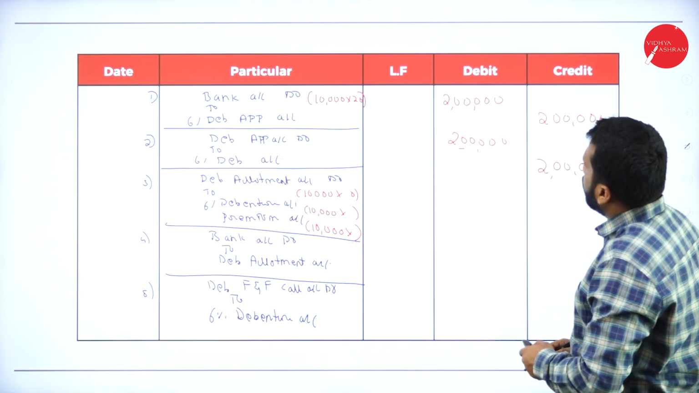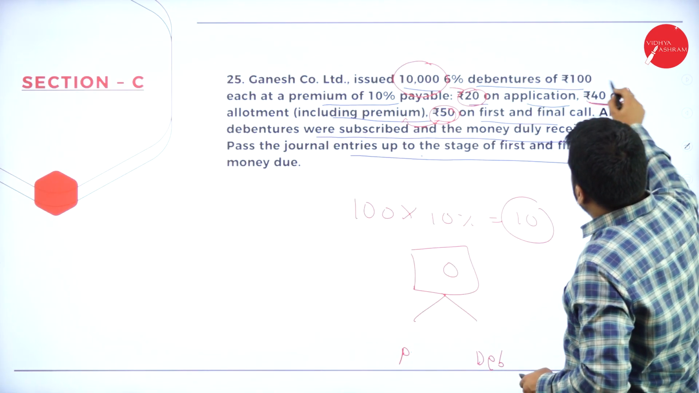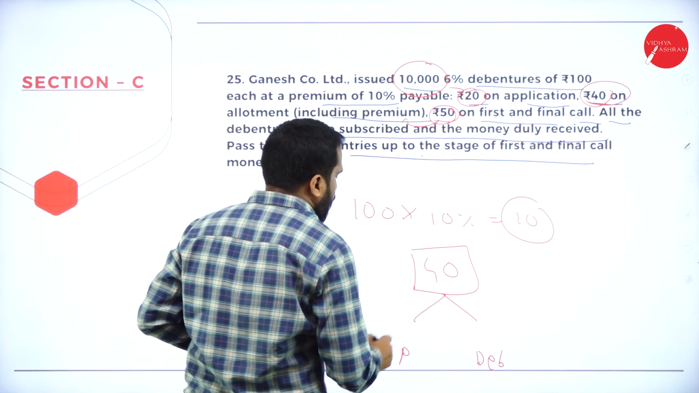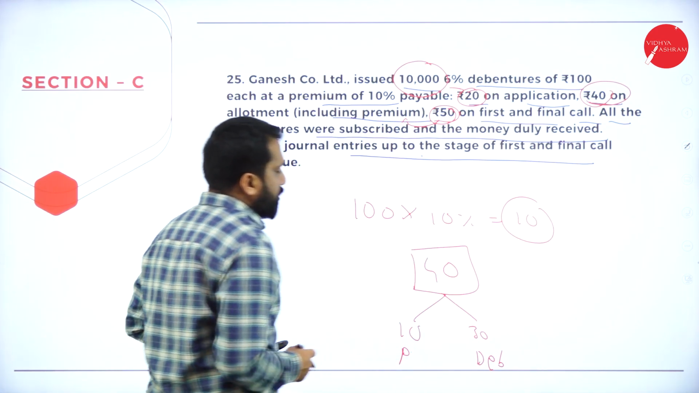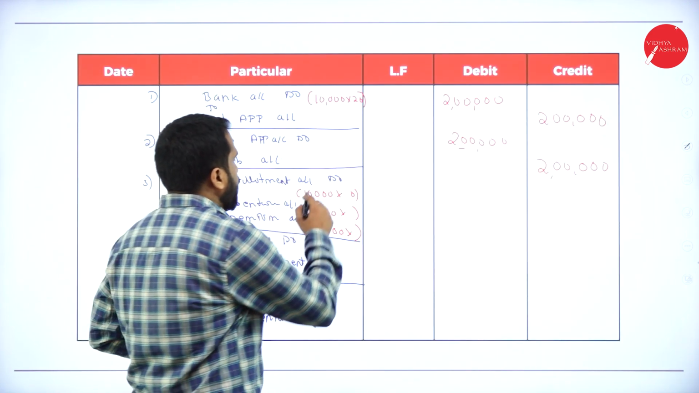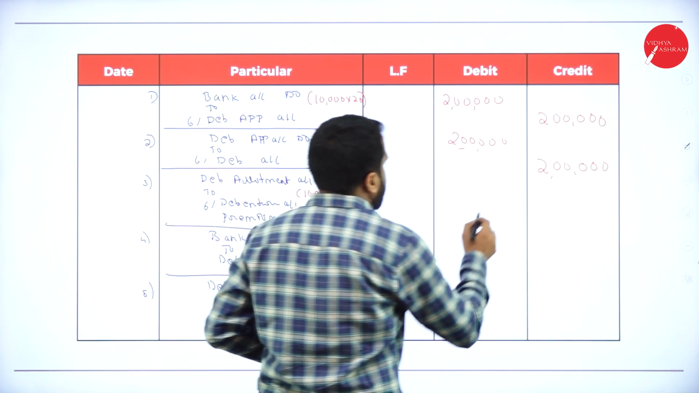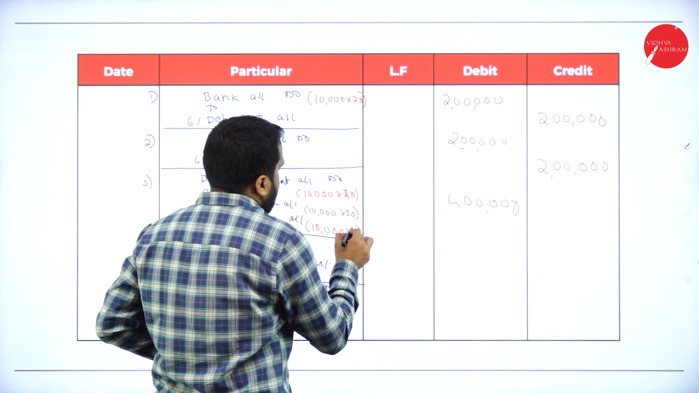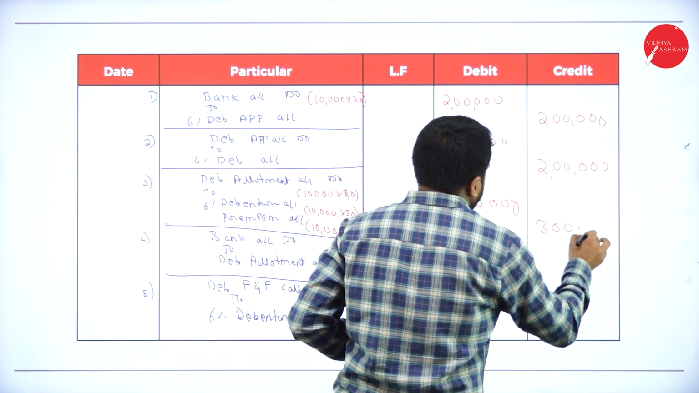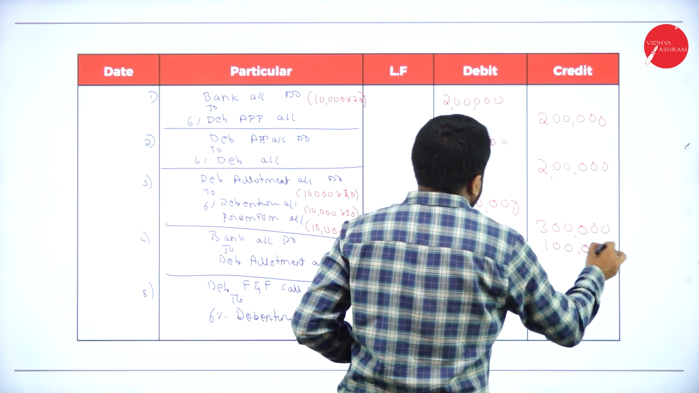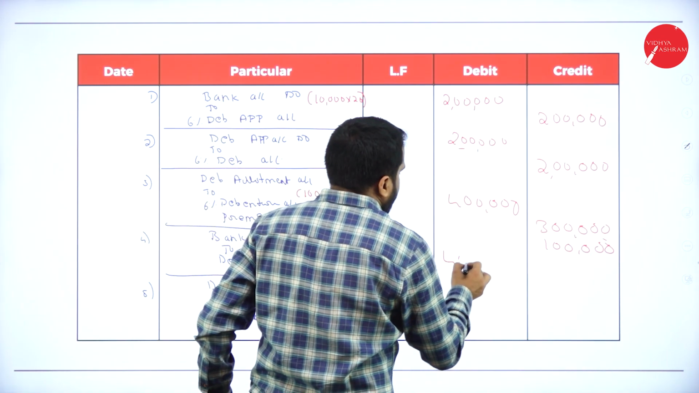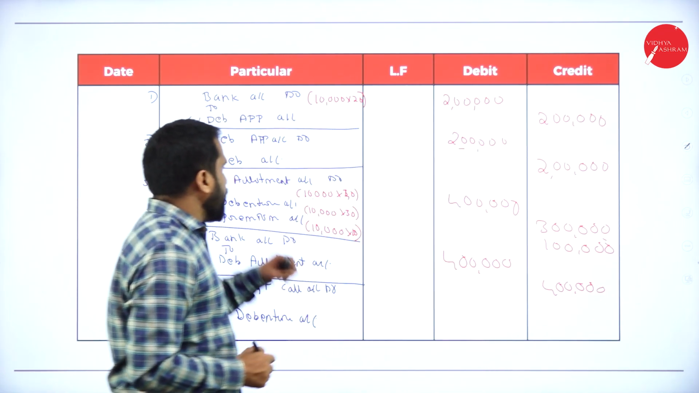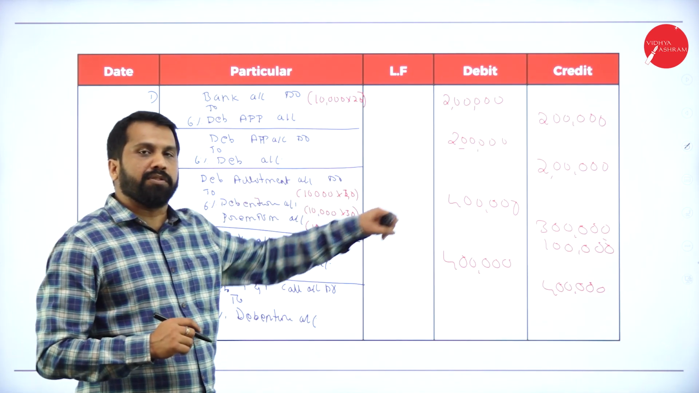Now, your allotment is how much? 40. We missed it with 50. We'll go with 40. Allotment is 40, premium is 10, debenture is 30. Now, how do you calculate? 10,000 into 40. It will be 4 lakh. 10,000 into 30, 10,000 into 10. So it will be 3 lakh, and this will be 1 lakh. Similarly, we take 4 lakh. How much you have written in front of allotment, that amount only you are supposed to take for allotment.